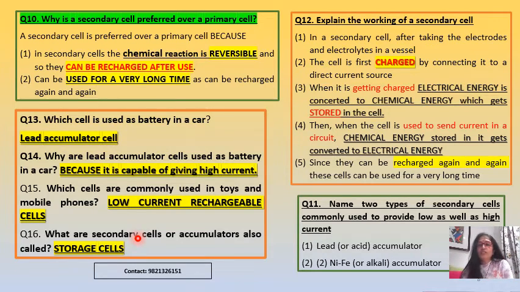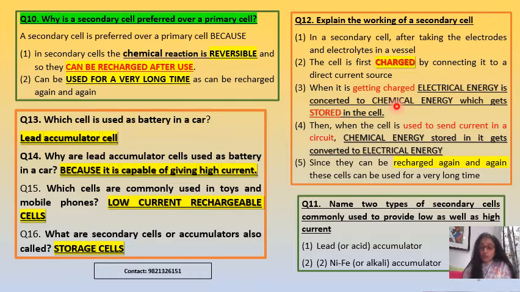Explain the working of a secondary cell. It's beautiful. I love the secondary cells. In a secondary cell, after taking the electrodes and electrolytes in a vessel, the cell is first charged by connecting it to a direct current source. Only when a cell is charged can it give current in a circuit, right? We can discharge the current from it, okay? So it is first charged by connecting it to a direct current source.